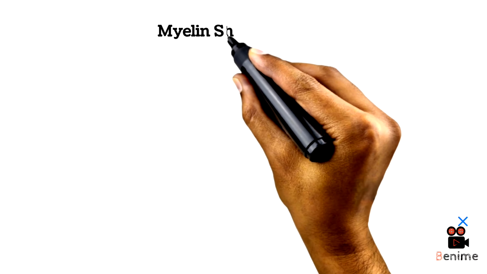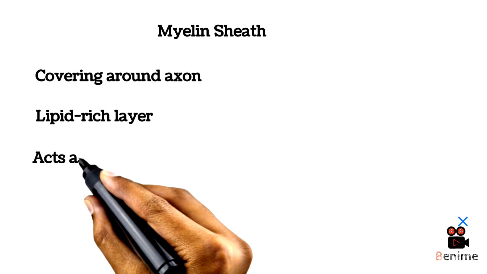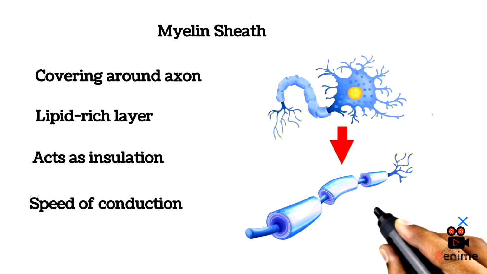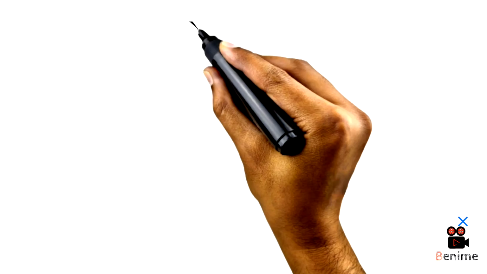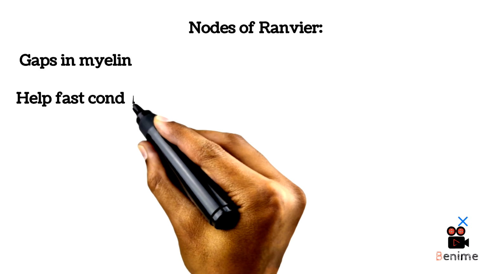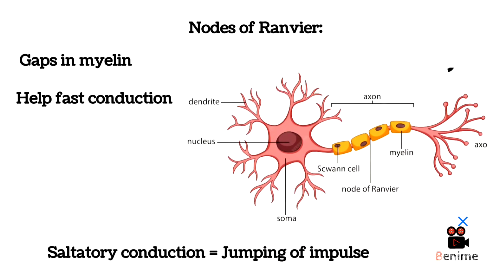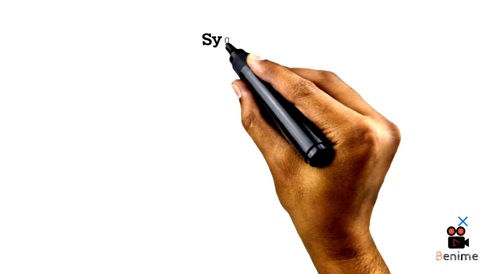Now myelin sheath. Myelin sheath is a covering around the axon. It is a lipid-rich layer that acts as an insulator. It increases the speed of conduction. Because of the myelin sheath, there are small gaps called nodes of Ranvier. These nodes help the signal to travel faster by jumping from one node to another. This process is called saltatory conduction.